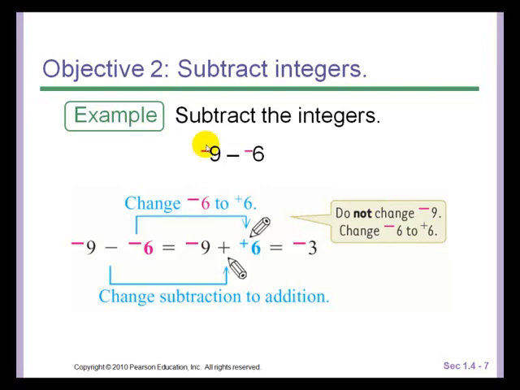And again, you're not changing the first number. That -9 stayed a -9. You're just changing the second number. Again, the end goal is that you can look at this problem and know immediately that it's -3 without having to do this work. However, if you are not ready for that, go ahead and do these two steps: change the subtraction to an addition, and change the sign of the second number to its opposite.